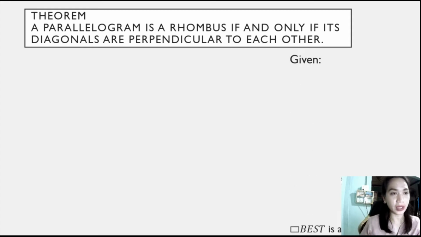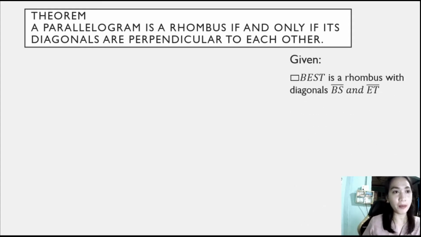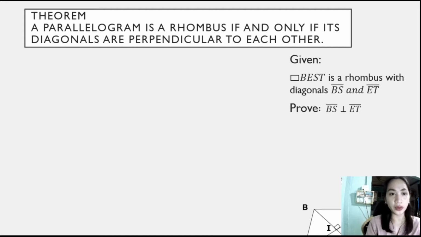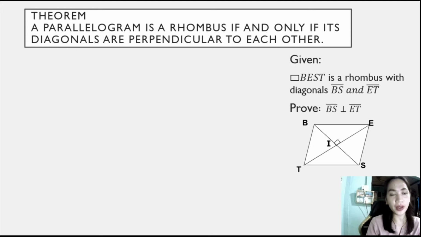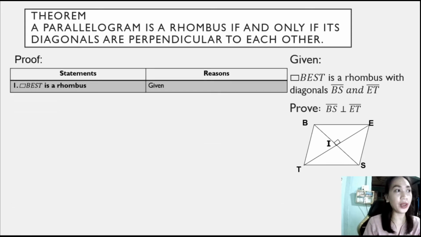So, we have here the given. Given, BEST is a rhombus with diagonals BS and ET. We're going to prove that BS is perpendicular to ET. So, you have here the figure BEST and the intersection of the two diagonals is I. Okay? So we have here the proof, we have the statement and the reason.